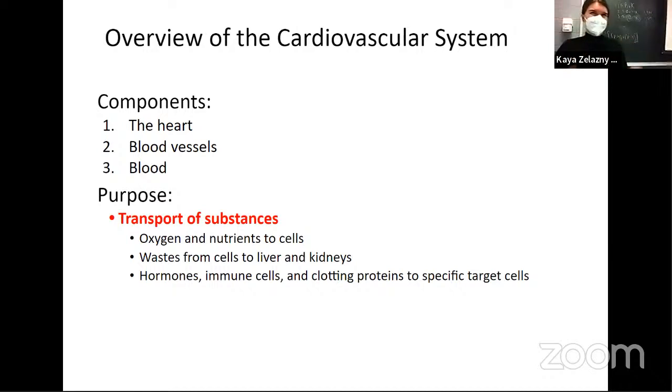We remember that the endocrine system refers to the fact that we're sending hormones through the blood to distant areas. So they have to travel through the cardiovascular system. We also have immune cells going around. We have different clotting proteins allowing us to heal injuries to the cardiovascular system. We will talk about clotting in this class.